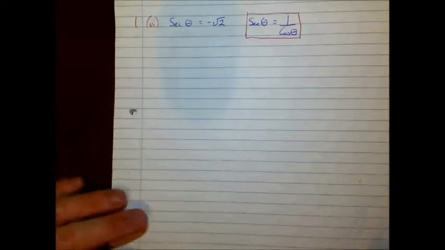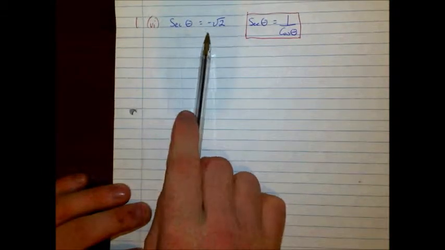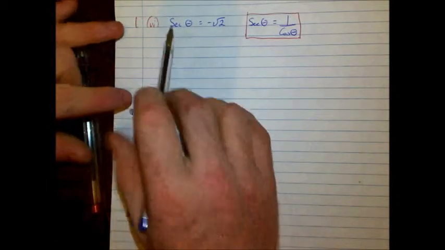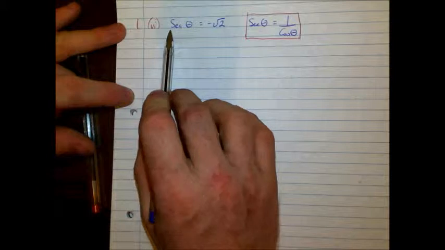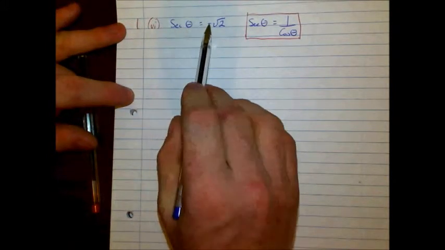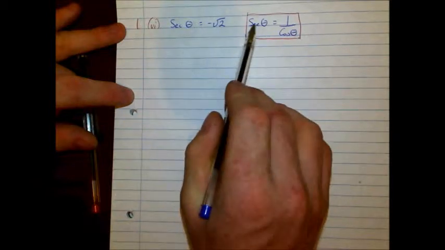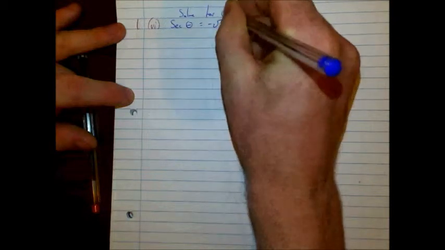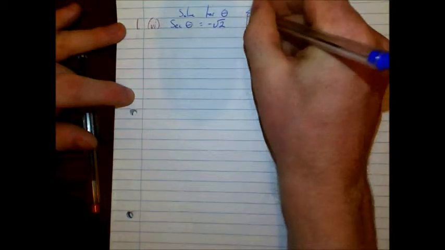Okay, now we're moving on to the same question we had for homework last night, which was question 1. I gave you the first 5 parts. This is part 6. I didn't give it to you because a lot of you would have found it difficult. So, part 6 tells you sec theta is equal to minus root 2. Same thing, you want to solve for theta, and theta is greater than or equal to 0 degrees and less than or equal to 360 degrees.